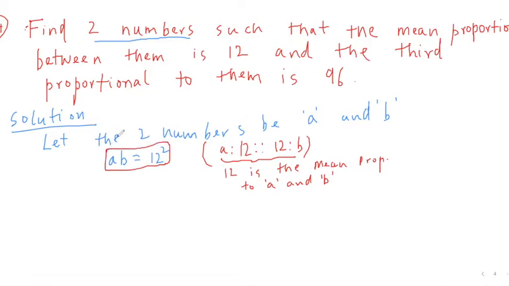Once you've written this down, it becomes important because later you'll use it somewhere. So keep that in a place where you can easily see it. AB is equal to 12 squared. You can simplify that and say AB is equal to 144. Therefore, let's say B is 144 by A. Maybe we can substitute it somewhere. These two results might come in handy later.